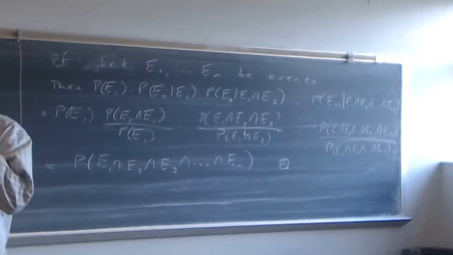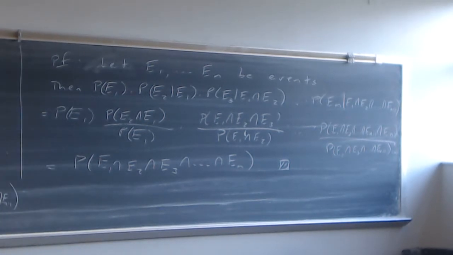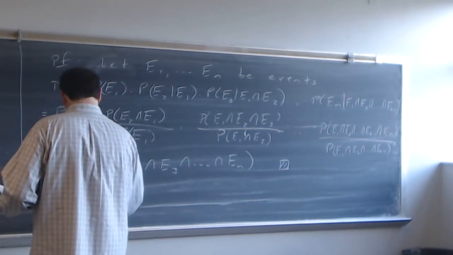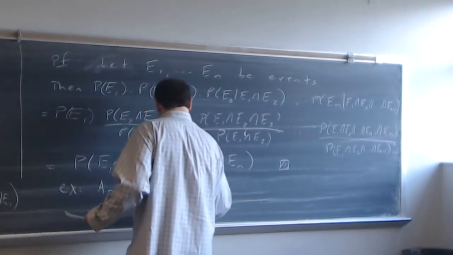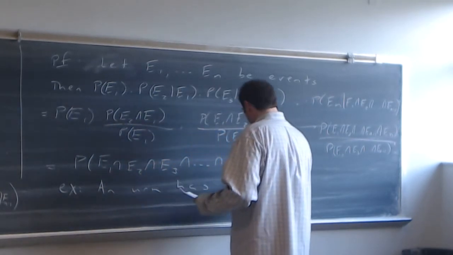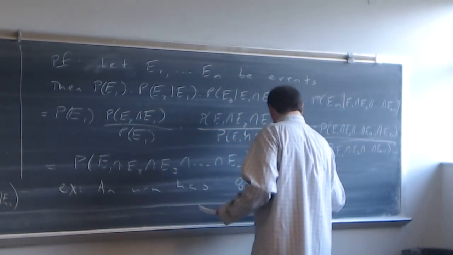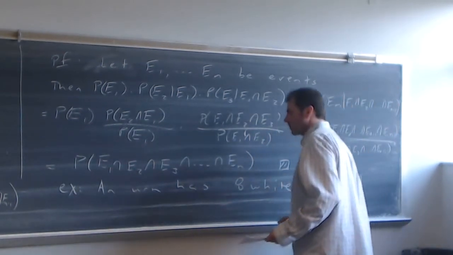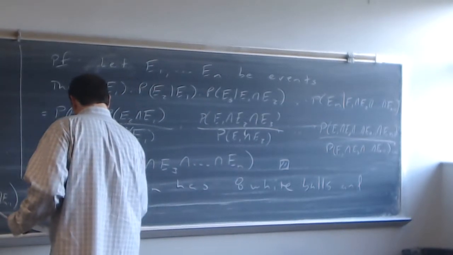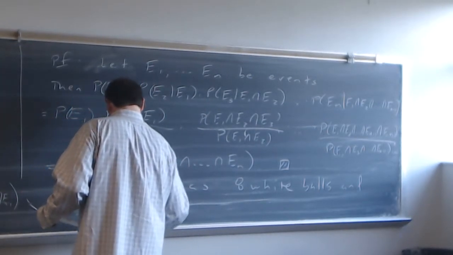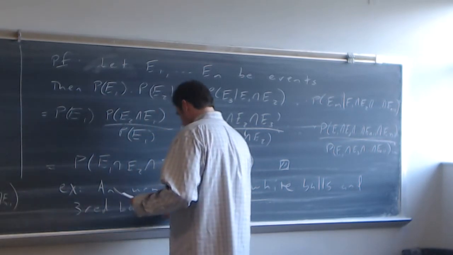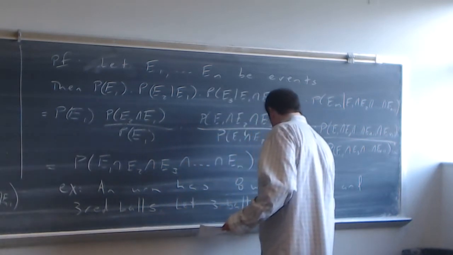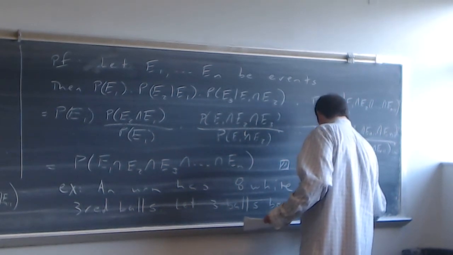Having done that, let us look at an example. Let's say an urn has 8 white balls, the same example we had before in terms of the setup, and 3 red balls. Let 3 balls be chosen at random.